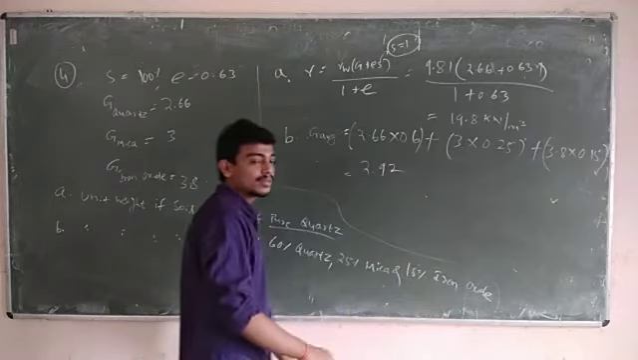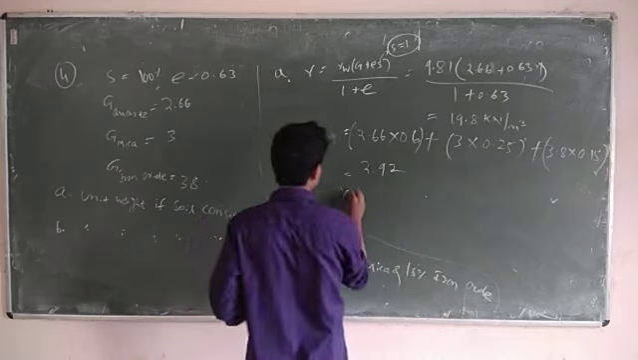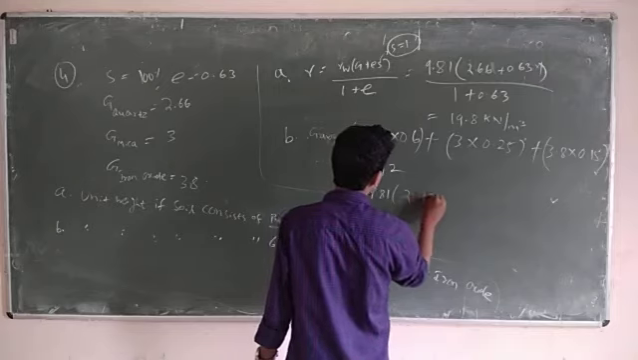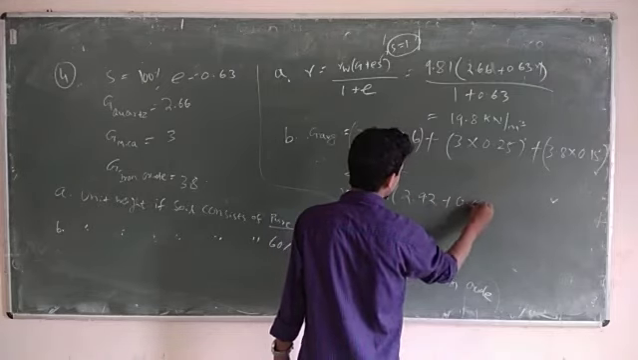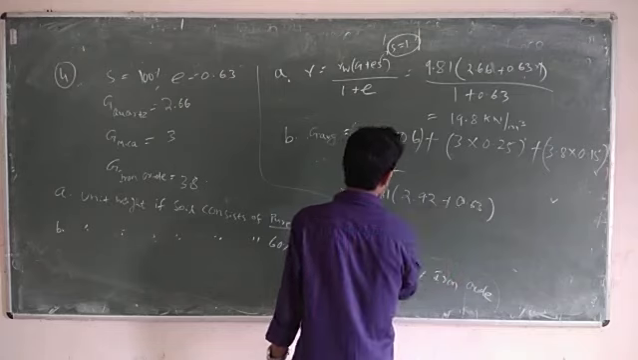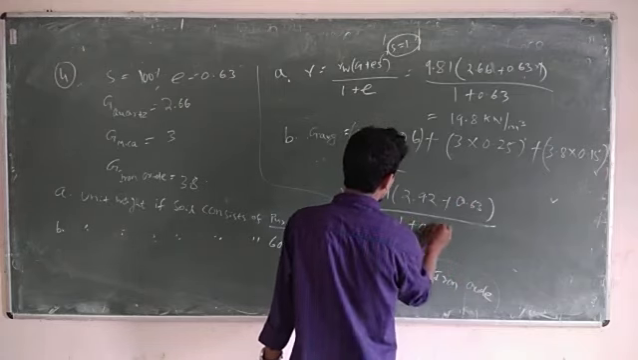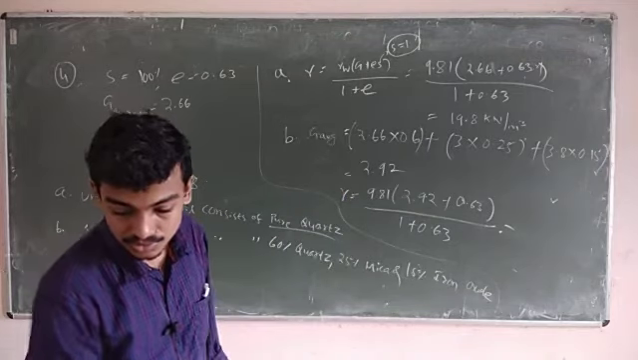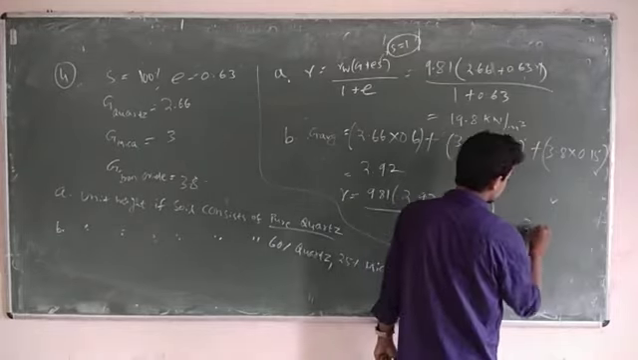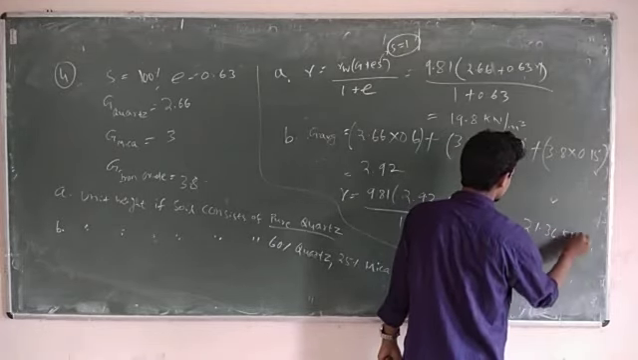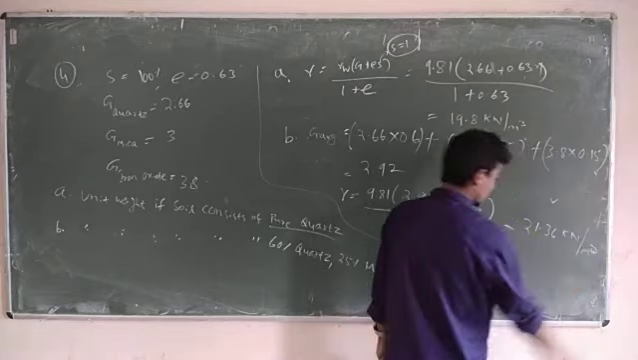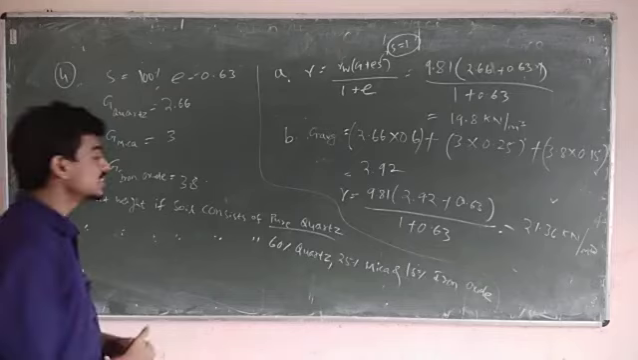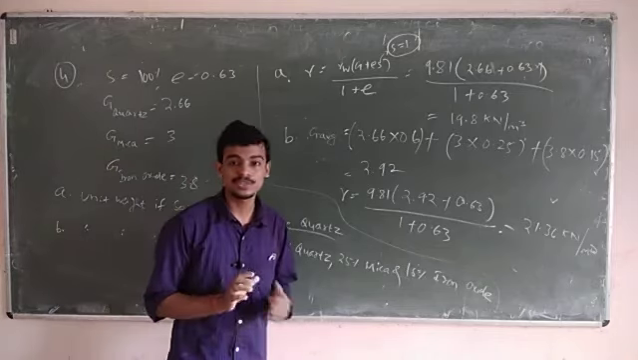Then there is no problem, just put the formula the same: gamma equals 9.81 times (G is 2.92 plus E is 0.63) by (1 plus 0.63). Whatever the value comes, that will be your answer. So it is coming around 21.36. Okay, so this is about the fourth problem. In this lecture we'll solve one more problem, that will be our last problem.